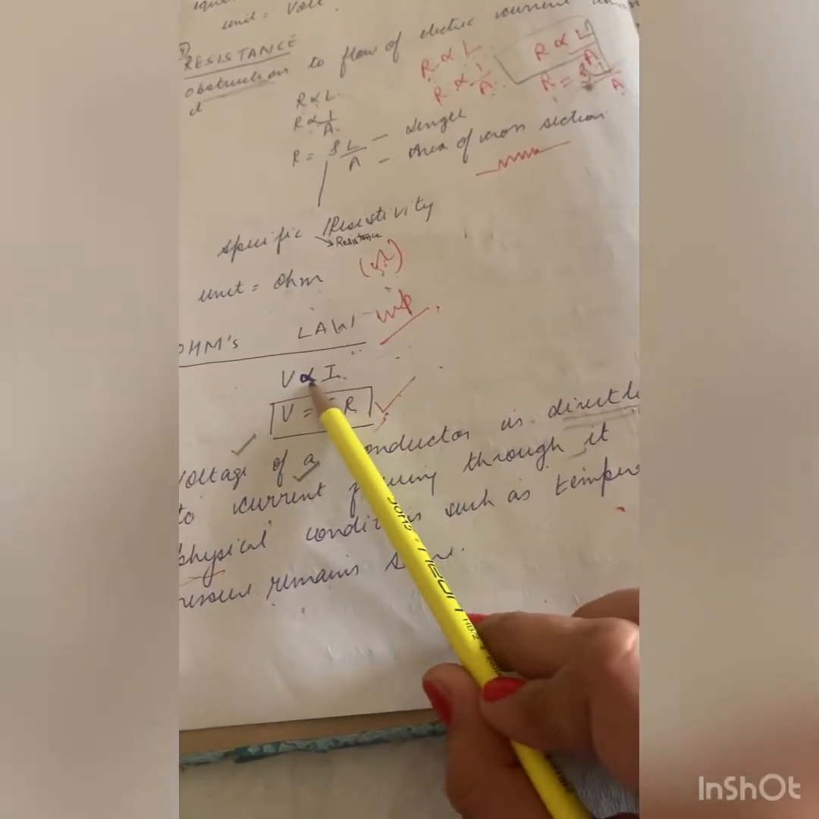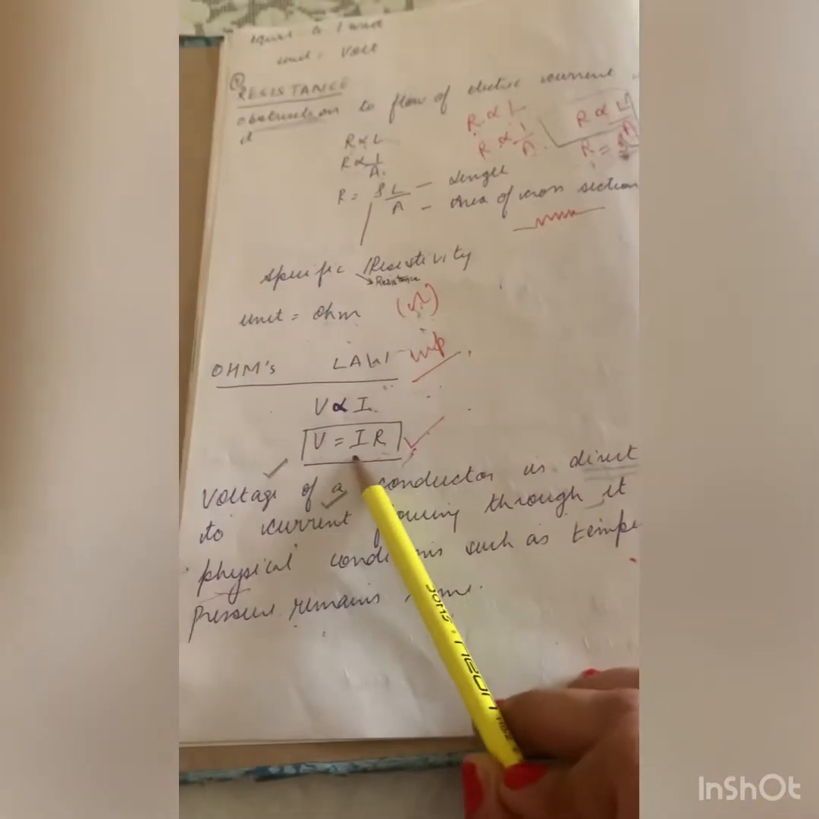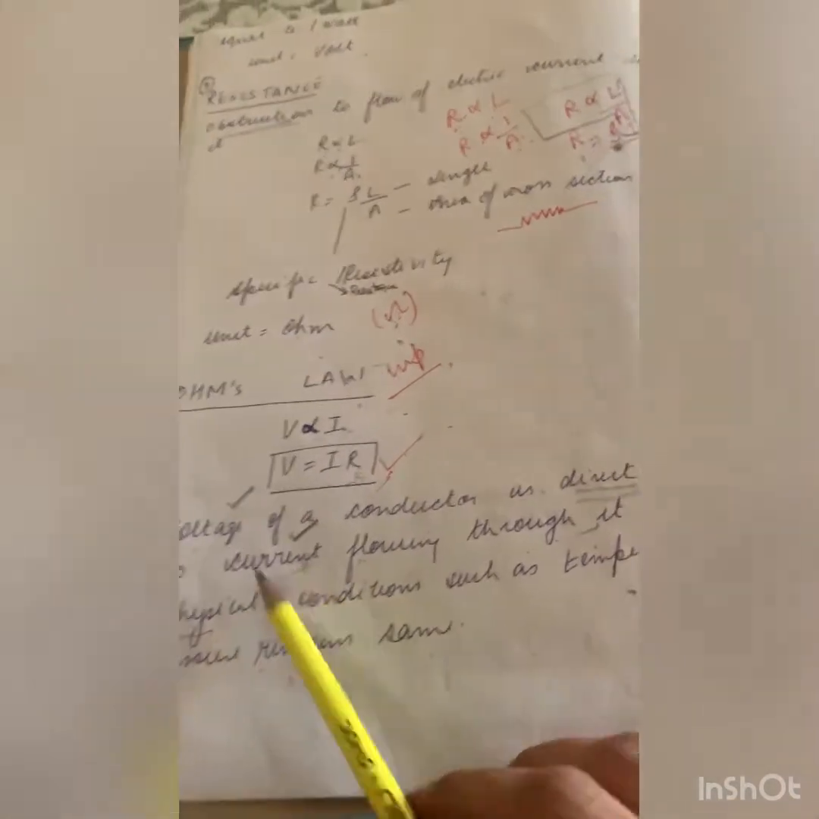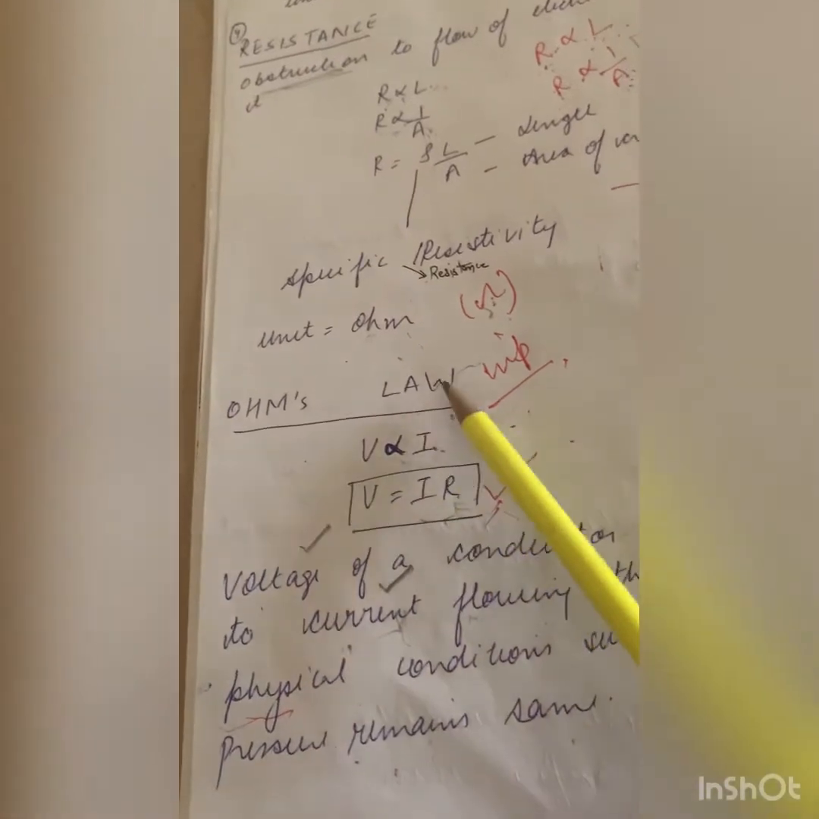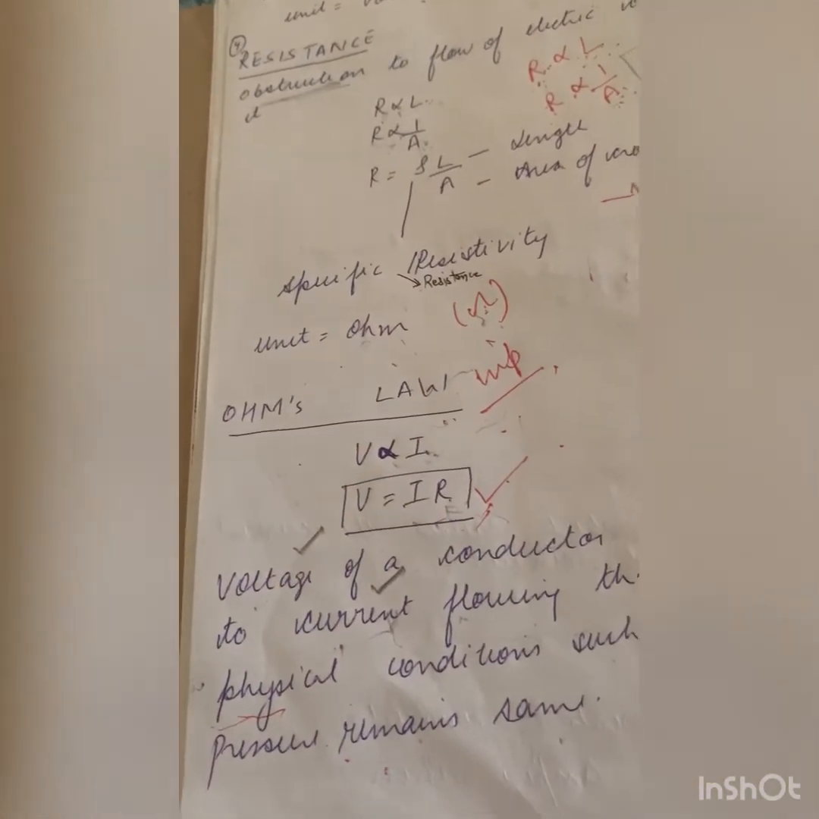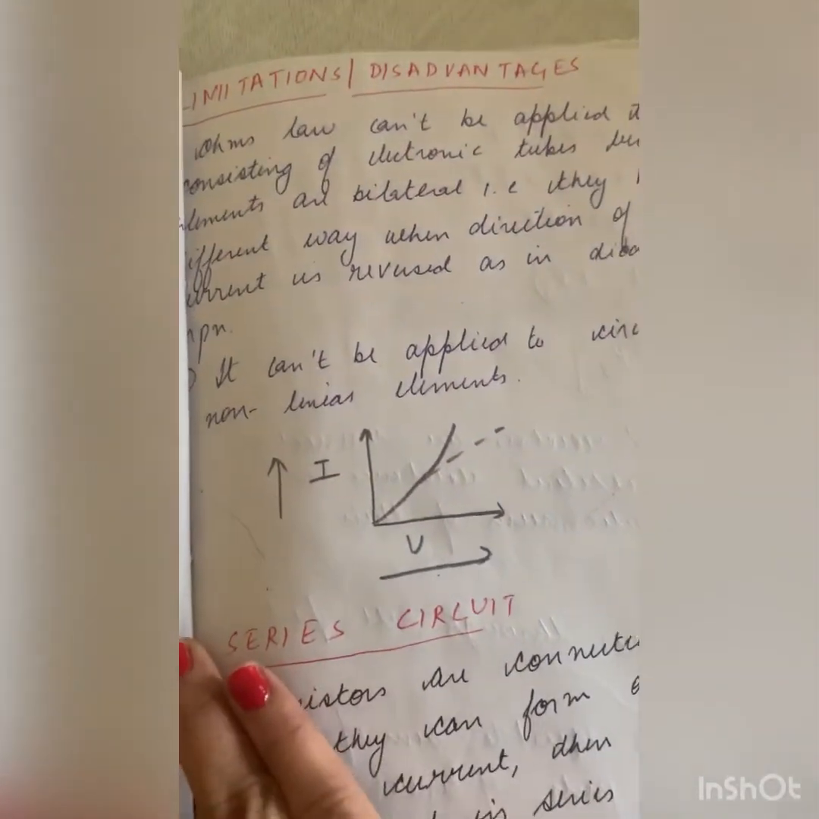Again I have to remove the proportionality sign. I need to add some constant. It will be R. V is equal to IR. This is Ohm's law. In your exam, when you get the question, it will be in two parts. First will be: state Ohm's law and write down its formula, its mathematical expression. The B part would be: what are the limitations of Ohm's law? Rather, what are the disadvantages of Ohm's law?